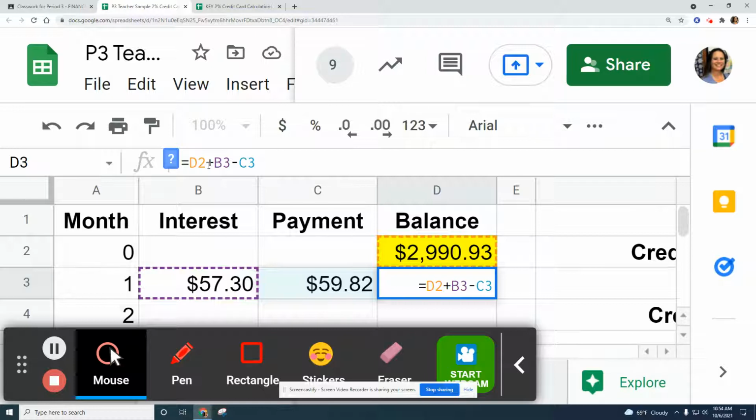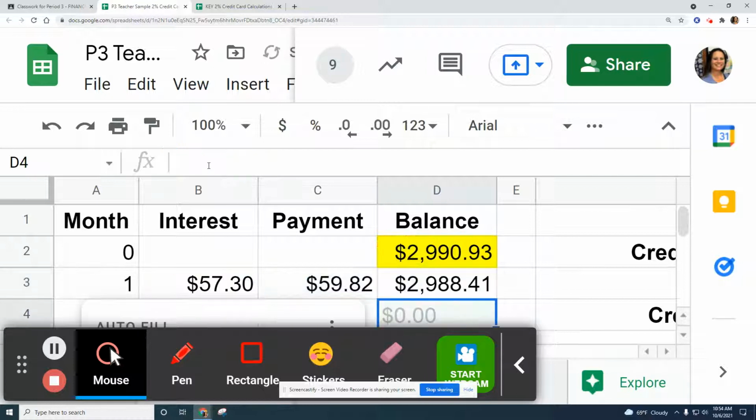See how this is bordered in purple? Purple. See how this is bordered in, can't even see the blue. Anyways, hit enter. This is how much your current balance is.